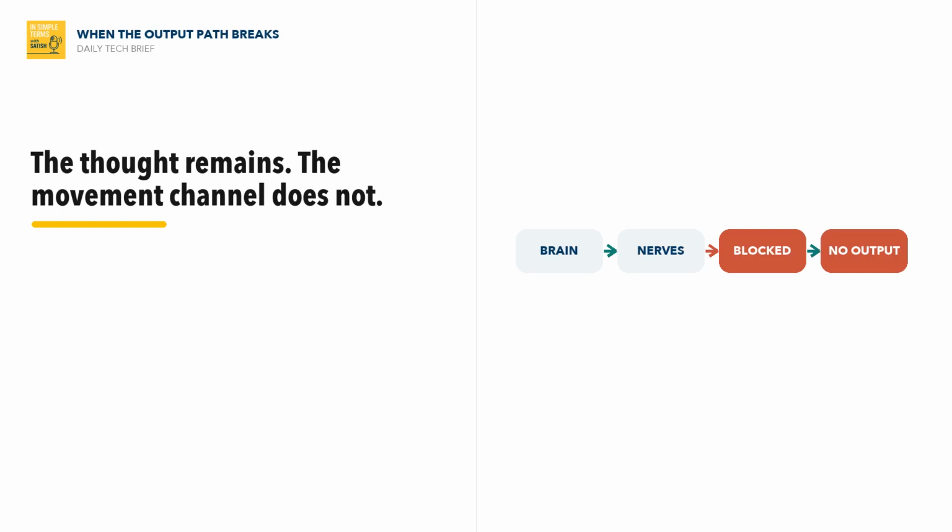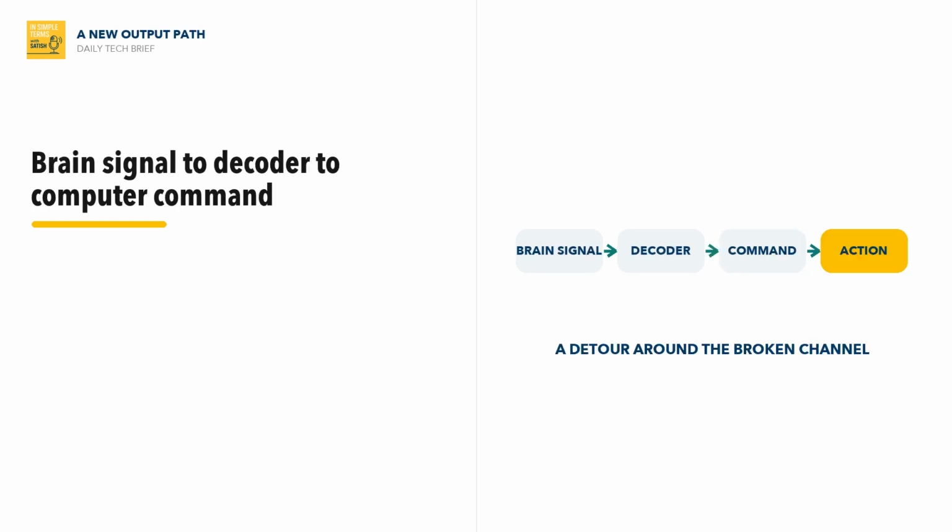The person still knows what they want. The message is still there, but the body cannot move the mouth, hand, or finger. The sentence has no output channel. That is the opening for a brain-computer interface.